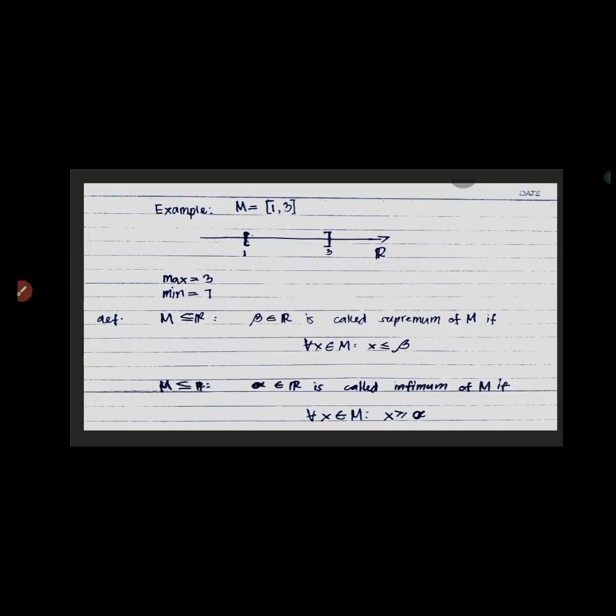Let's have an example for the minimal and maximal element. Now, we have here the set M equal to the closed interval from 1 to 3. If you notice, it is a closed interval, so if it were an open interval, the maximal and minimal elements would not exist. So here, our maximal element is 3, and our minimal element is 1.